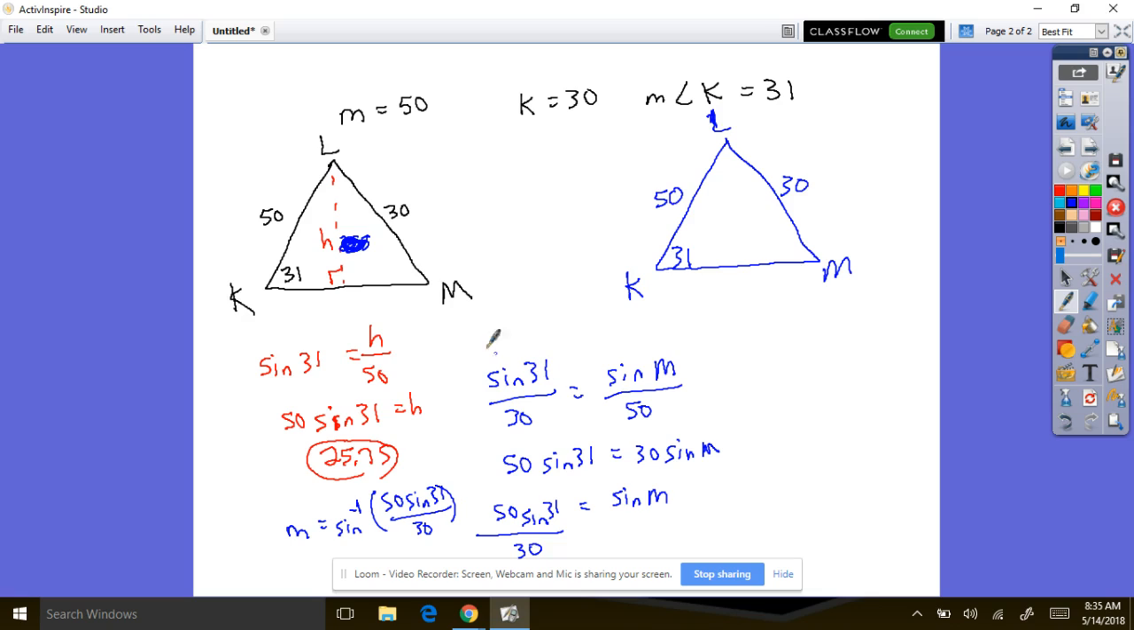I got 59.1. Did I get 59.1? All right, anyway. So 59.1, right? Plus 31. So now let's go ahead and find this one, because we missed that a lot of times. The other triangle.